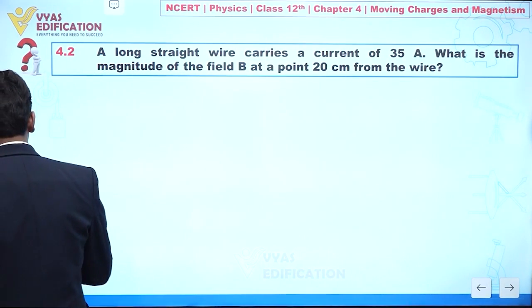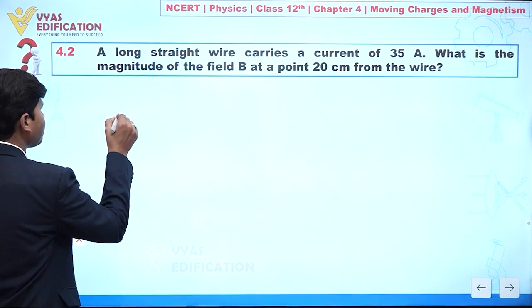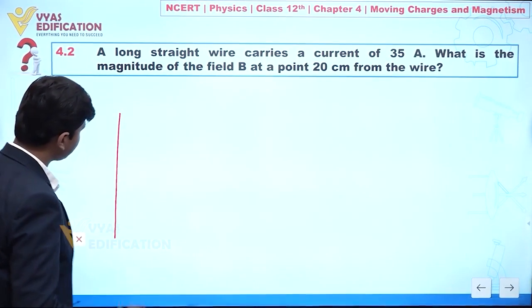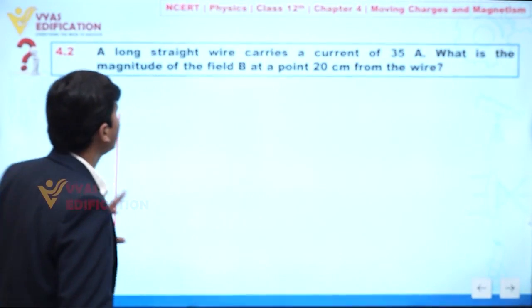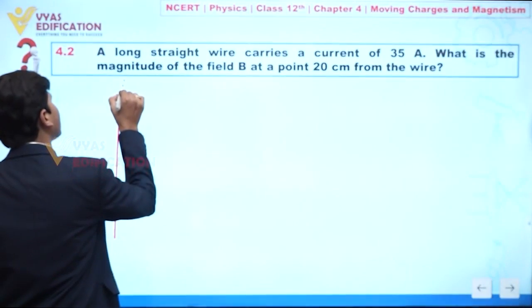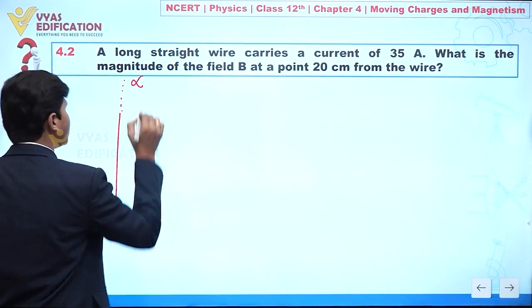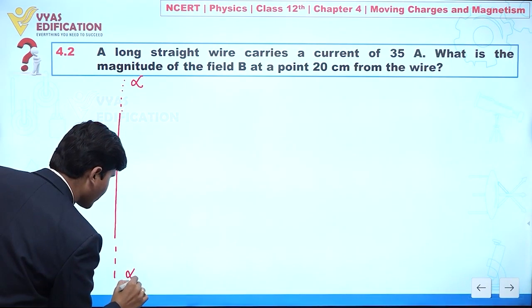Now let's suppose this is a straight wire, and let's suppose this is a long straight wire. Long straight wire means we can say this is going up to infinity.